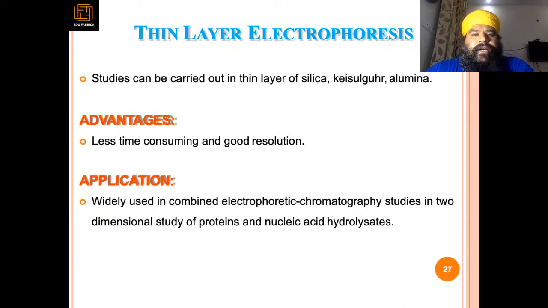The next technique is thin layer electrophoresis. This can be carried out in a thin layer of silica, kieselguhr or alumina. They take very little time and give good resolution. On the other hand, it can be used for electrophoretic chromatography studies in two-dimensional 2D gels for the study of various proteins and nucleic acid hydrolysates.